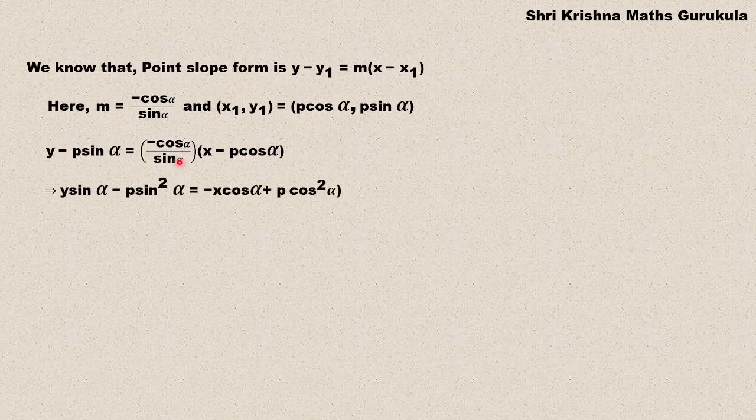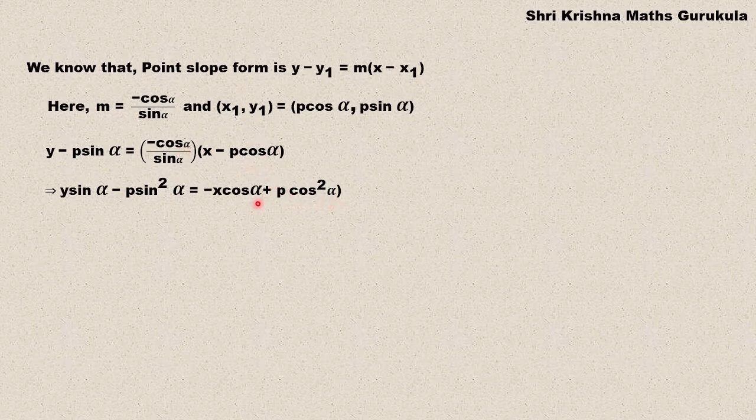Now we shall cross multiply sin alpha to LHS. That gives us y sin alpha minus p sin square alpha, because we already had sin alpha here. So the term becomes p sin square alpha, and minus cos alpha into x gives us minus x cos alpha, and this negative becomes a positive. Then there is a cos alpha here and a cos alpha. So it is p cos square alpha.